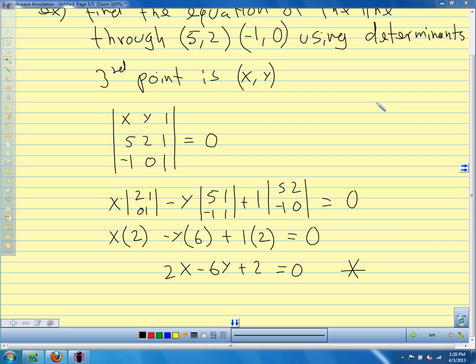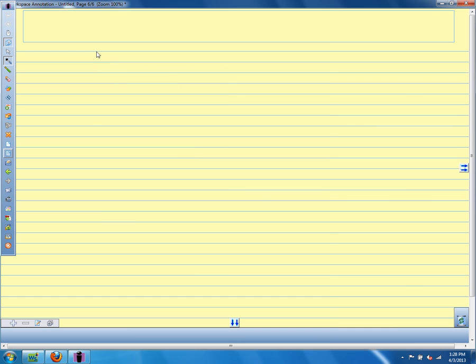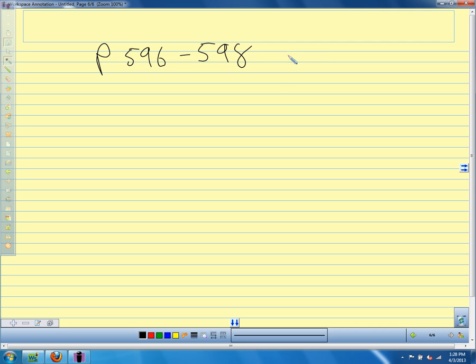In your book on page 596 through 598, it gives a description of using matrices to code messages. If you want to look through those sections of the book, I'm going to give you three optional homework problems that have to do with coding messages. If you want to go through that and do those problems on a separate sheet of paper for a little bit of extra credit, I will give you a little bit of extra credit if you're willing to do that.